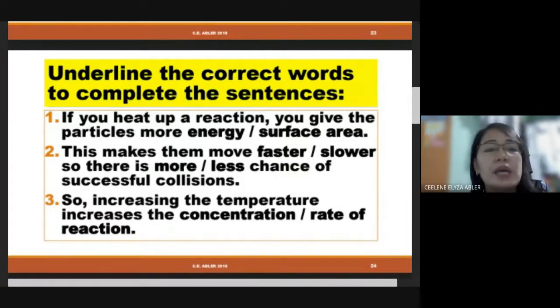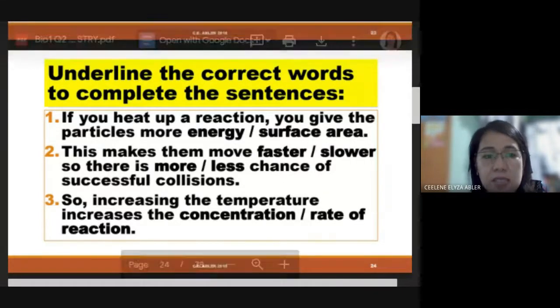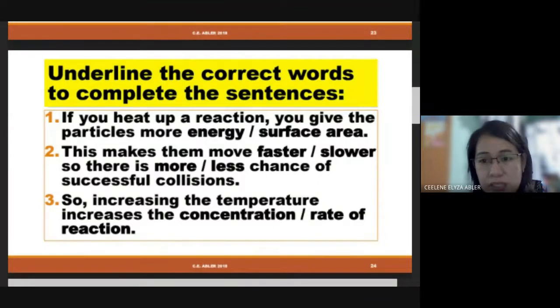Okay, number 2. This makes them move faster or slower. So there is more or less chance of successful collisions. So important ito na understanding because you have to remember that biological processes actually relies on different na chemical reactions. So you have to understand that for number 2, the answer would be this makes them move faster. So there is more chance of successful collisions. So yun ang sagot for number 2.